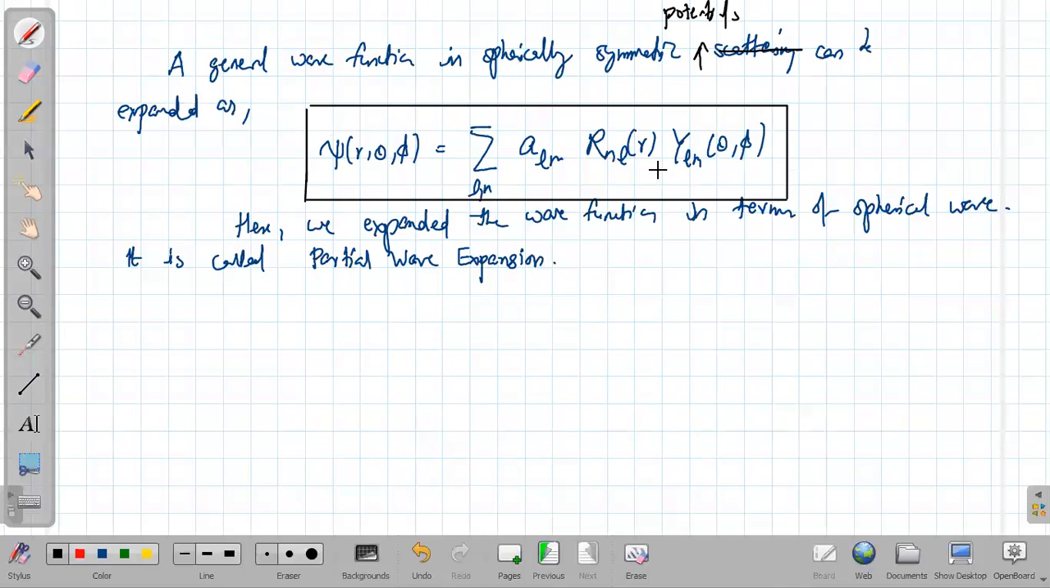Okay, so with this we're stopping the discussion about what is meant by the partial wave expansion, and in the next video we'll discuss what exactly the partial wave analysis is. We can use the partial wave analysis to calculate the differential scattering cross section as well as the total scattering cross section. That is the main idea behind the partial wave analysis. Okay, so see you in the next class.